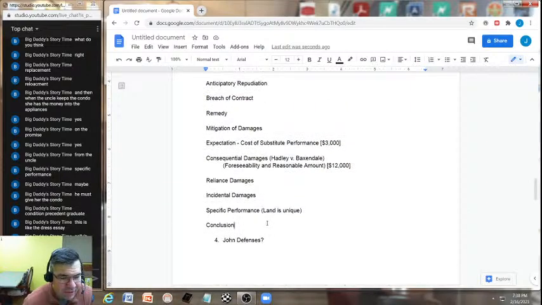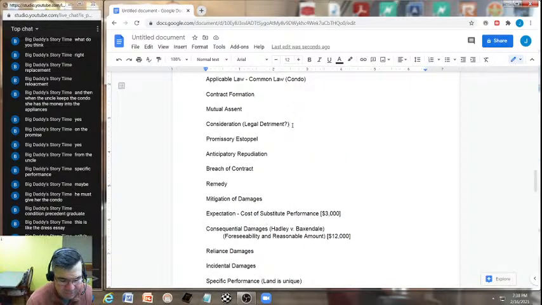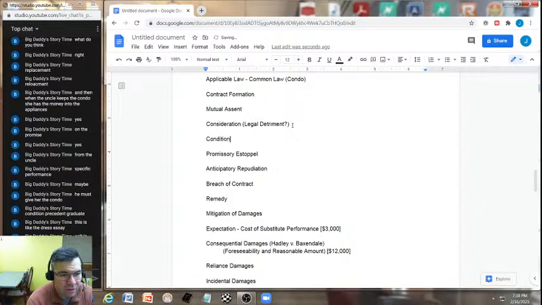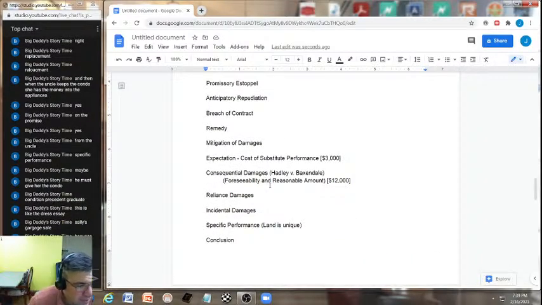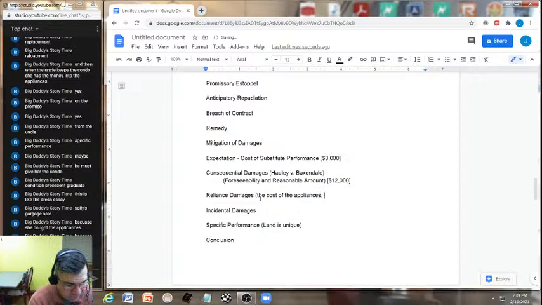And then there's an argument too that after consideration we have a condition precedent, which was her graduation. But the thing about it is, because she bought the appliances, the reliance damages could be the cost of the appliances, which would be the $12,000. Very excellent on this. Very good, because she was getting the condo.